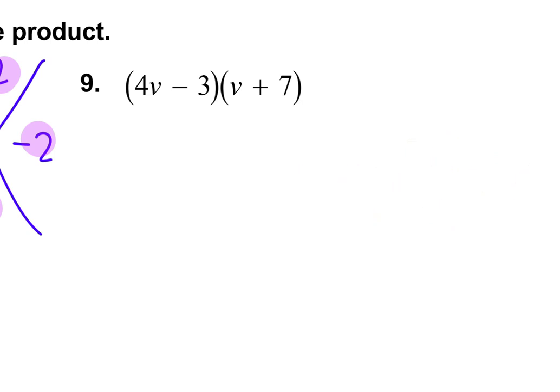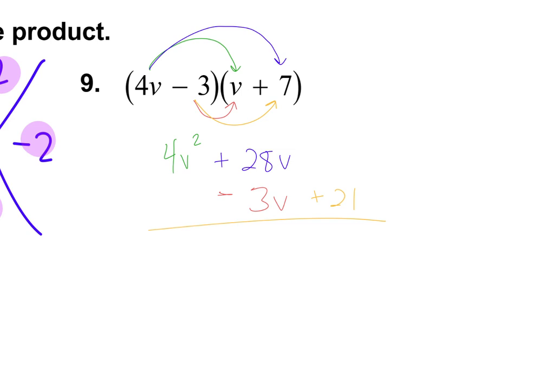Let's check this out. 4v times v is 4v squared. 4v times 7 is plus 28v. Negative 3 times v is negative 3v, and negative 3 times 7 is positive 21. So this drops down: 4v squared plus 25v plus 21.